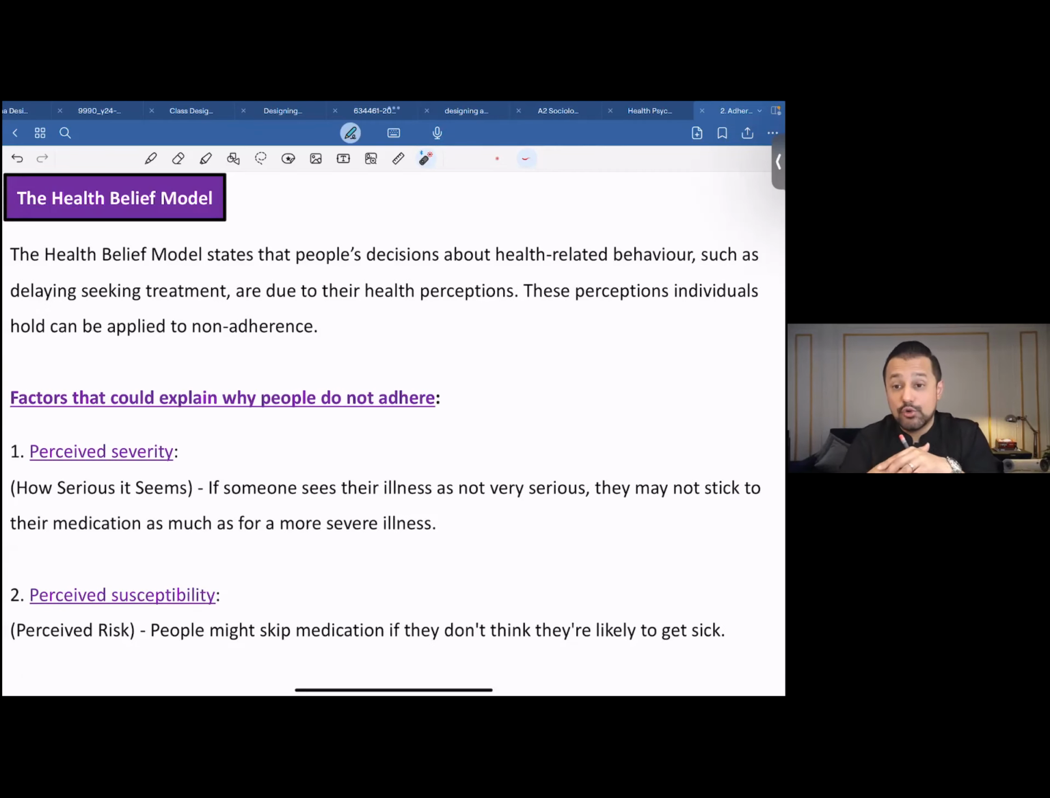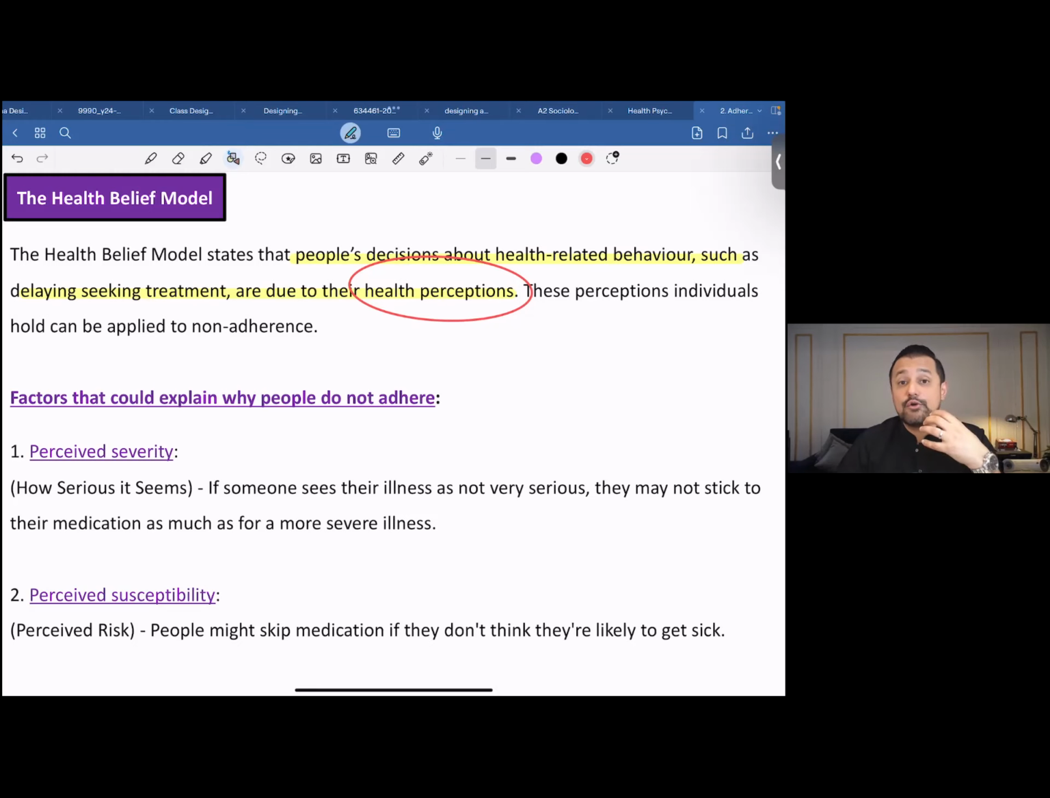An alternative model over here could be the health belief model as well, that we could use to explain why individuals do not adhere. This health belief model is a part of the syllabus when we talk about the first unit or the first chapter, that was patient practitioner relationship as well. So the health belief model states that people's decisions about health related behaviors such as delaying seeking treatment are due to their health perception. So we are blaming the perceptions individuals hold about their health. These perceptions can be applied to non-adherence as well.